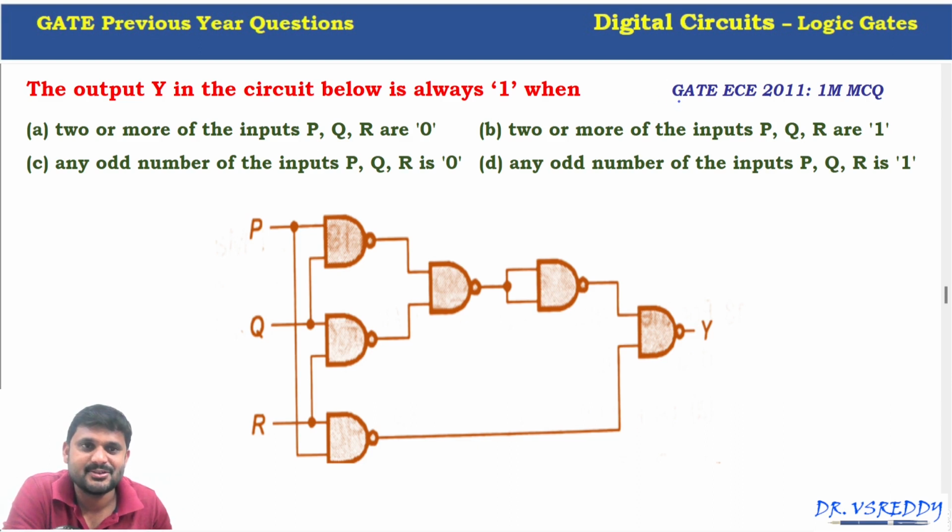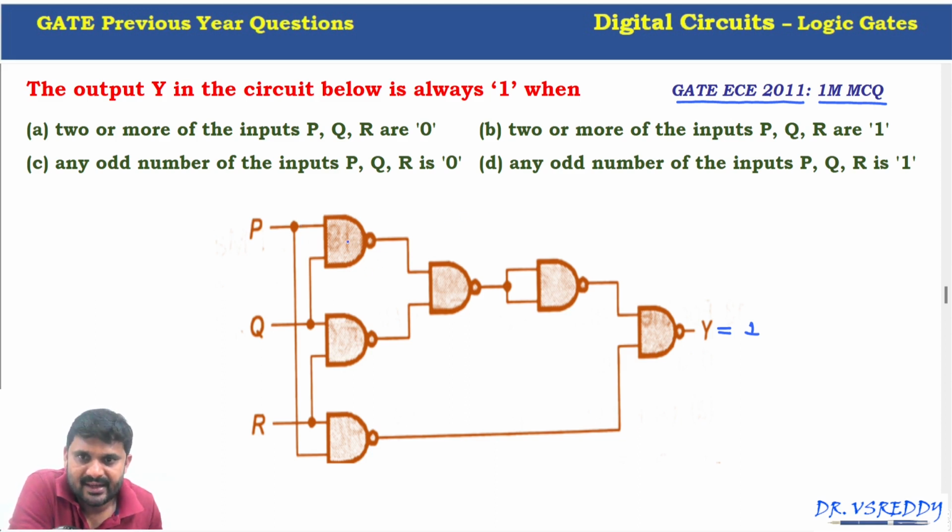So this question was asked in ECE 2011, 1 mark MCQ. The output Y in the circuit below is always 1. So now the output Y is equal to 1. So you need to check whether two or more of the inputs PQR are 0, or 1, or any odd number of inputs PQR is 0, or any odd number of inputs PQR is 1. So anyway, we will simplify this circuit.